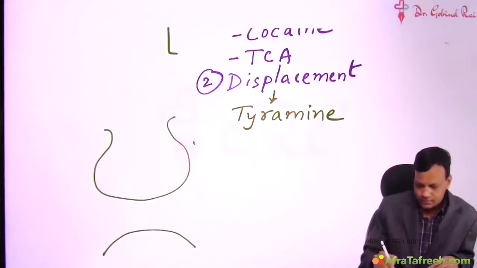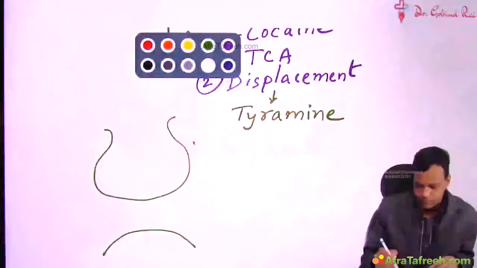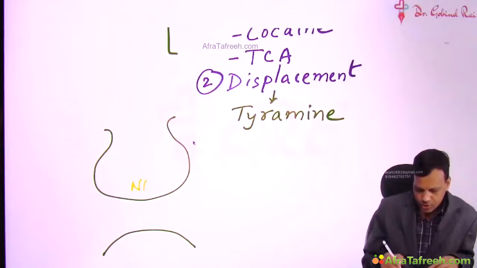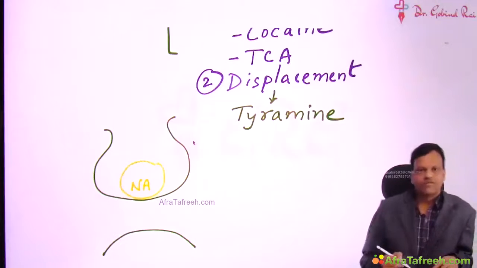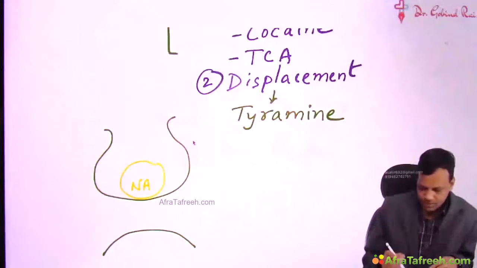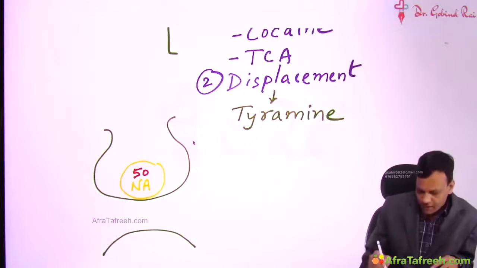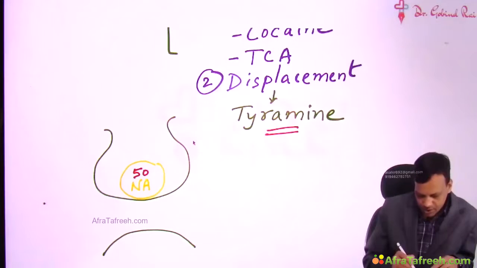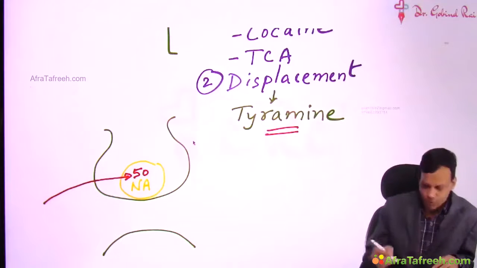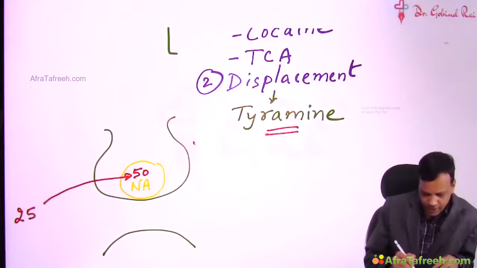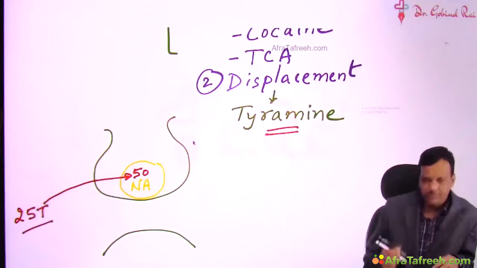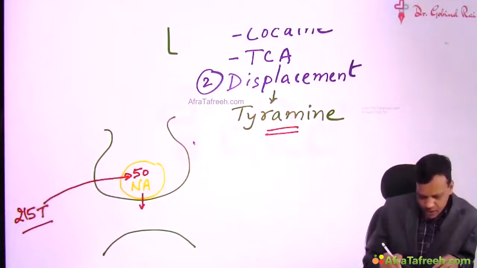Now we know that noradrenaline is stored in this vesicle, and every vesicle has a fixed capacity. Suppose this is able to store 50 molecules of noradrenaline. So normally all of them are neurotransmitter. If we give a drug like tyramine, which has the capacity to enter the vesicle, suppose we give 25 molecules of tyramine. So these 25 molecules of tyramine will enter the vesicle. So the total will become 75 molecules in the vesicle, but it cannot store 75.